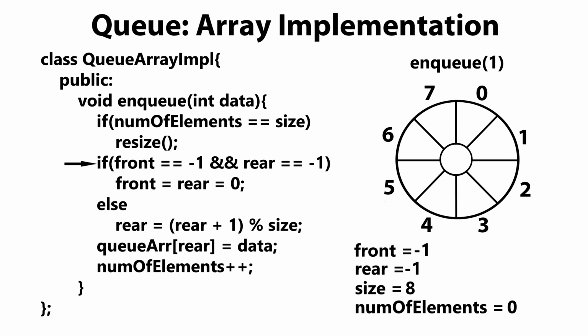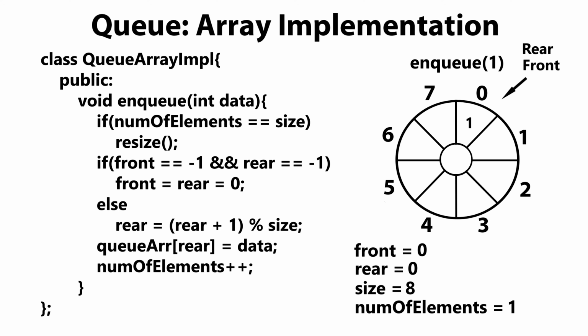Is front equal to -1 and is rear equal to -1? The answer to that is it's true. So both front and rear are both assigned a value of 0. Then we come down here, we insert our data at position 0, and then we increment the number of elements within our queue.